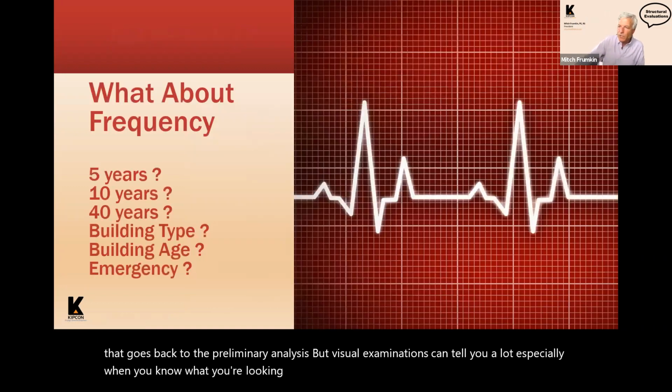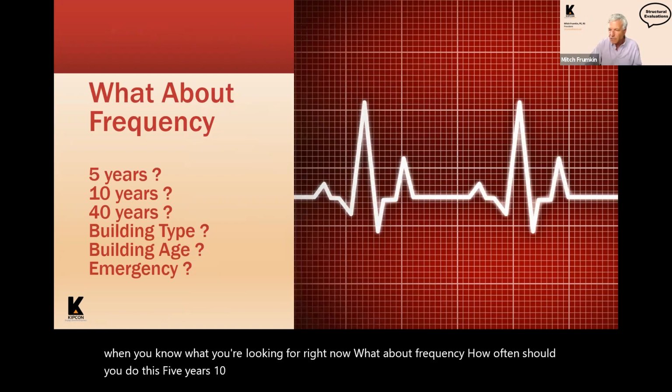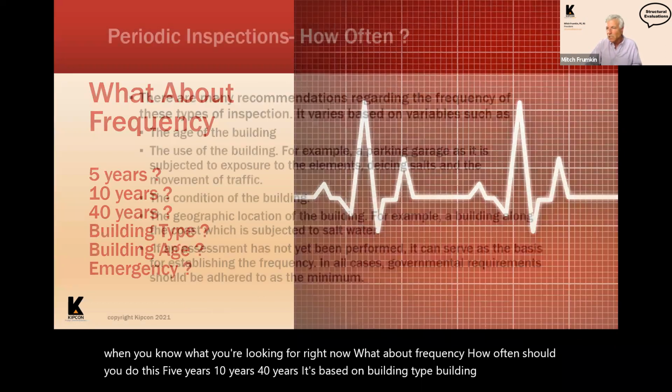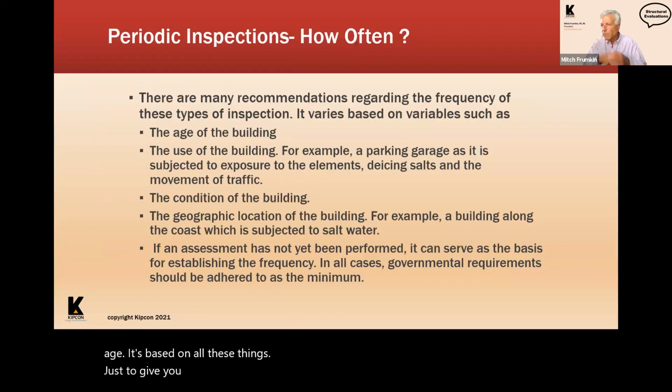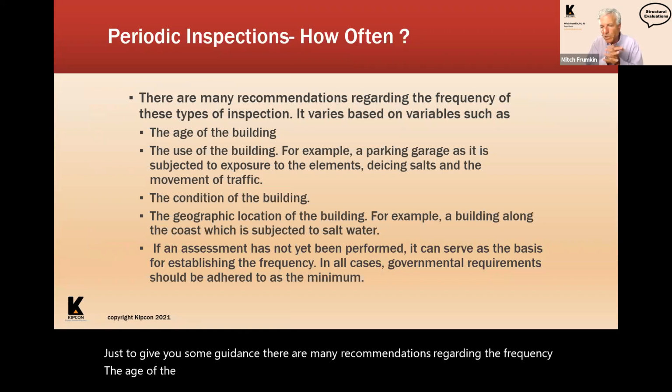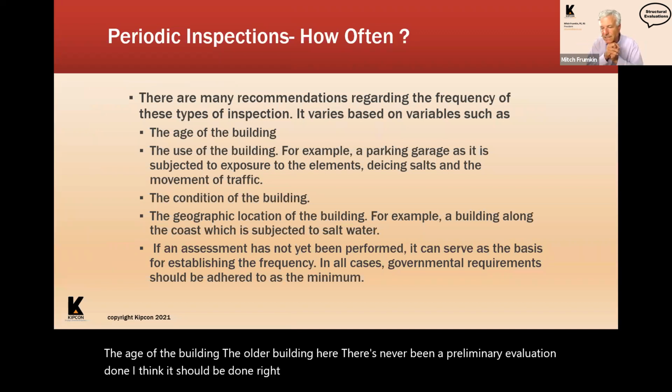All right, now what about frequency? How often should you do this? 5 years, 10 years, 40 years? It's based on building type and building age. It's based on all these things, but just to give you some guide, there are many recommendations regarding the frequency. The age of the building: the older the building, if there's never been a preliminary evaluation done, I think it should be done right away. Buildings get old and these things happen. It is happening. The use of the building.